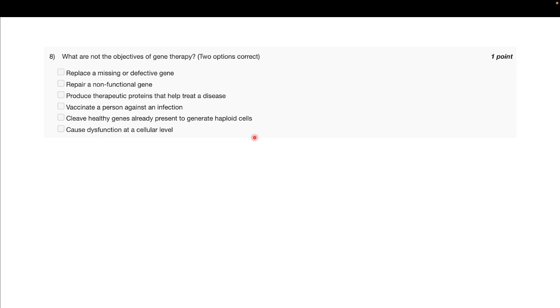The next is, what are not the objectives of gene therapy? So we have to select two correct options. Option 5 and 6. Option 5, okay, the last two options. Okay, thanks for answering. Anybody? Anybody else?